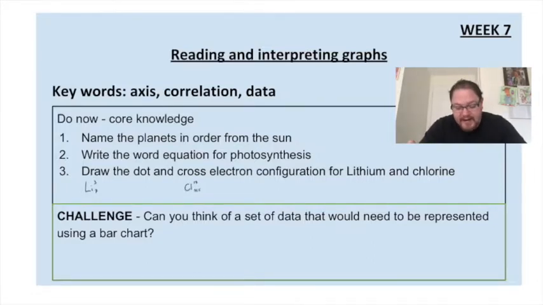So you can see it's week 7, reading and interpreting graphs. We've got your keywords: axis, correlation, and data. And then I've got a bit of a do now activity just to get your brains warmed up. See if you can remember some of this. Some of you may have to do a bit of Google research, but it's fine. Press pause and try to complete questions 1 to 3, and if you can, the challenge question. Okay?